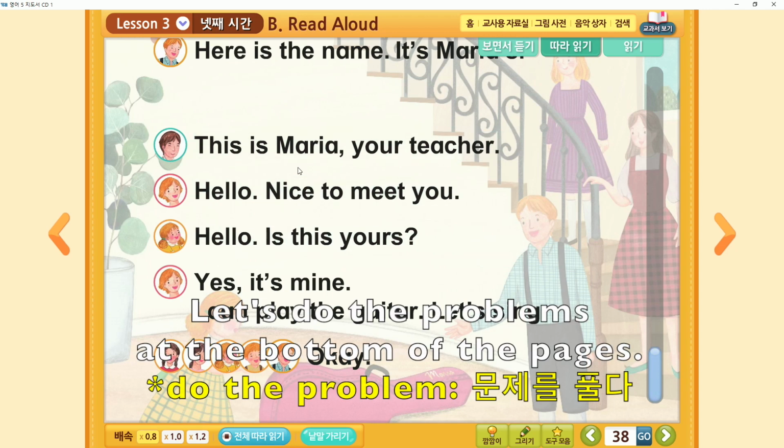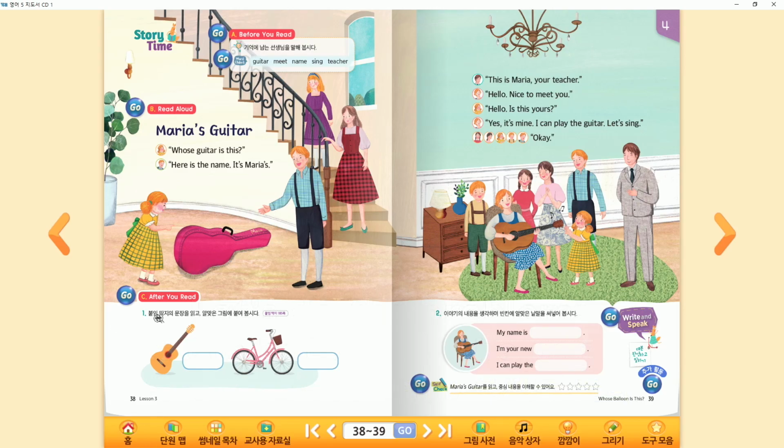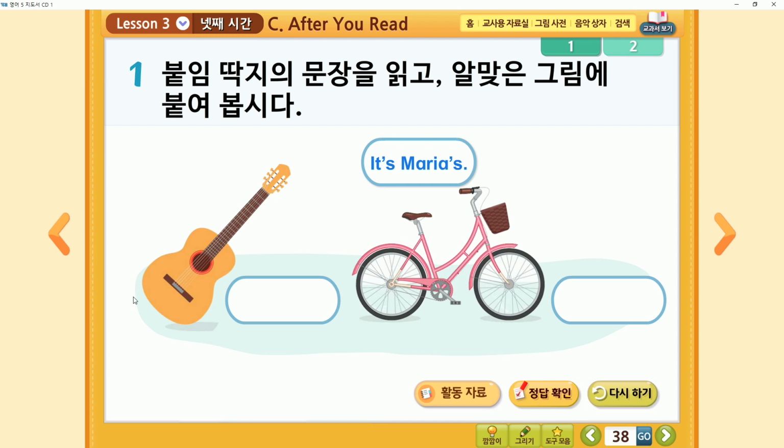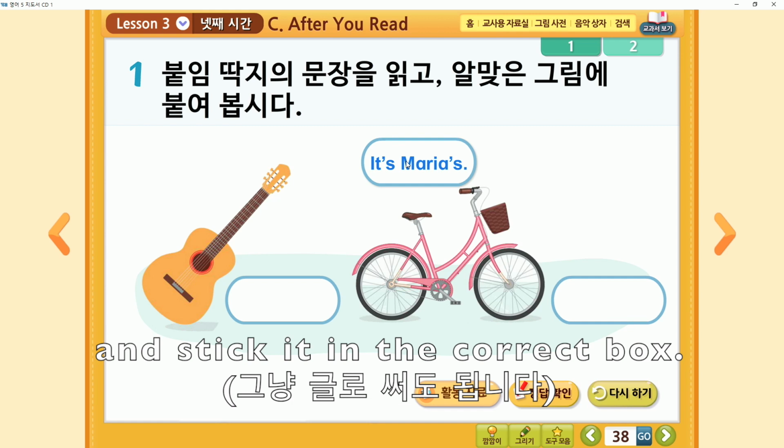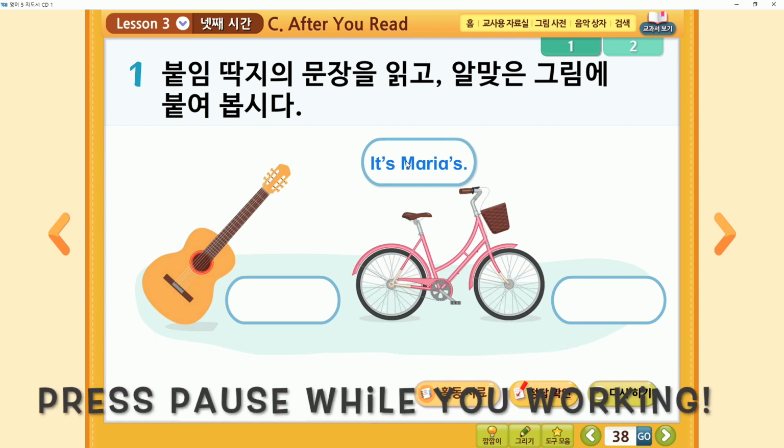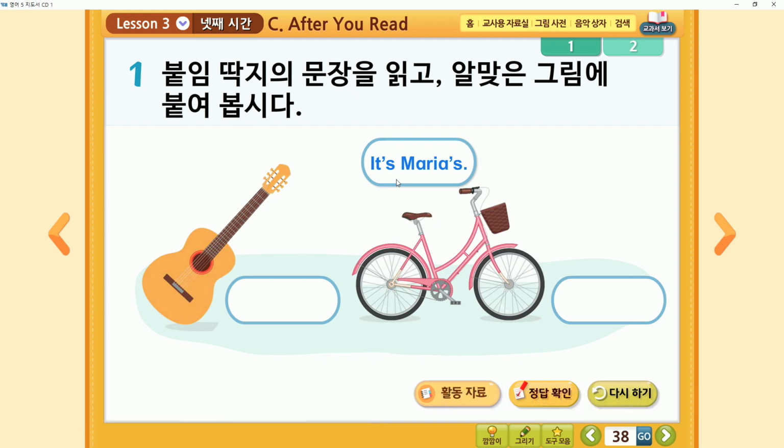Good job. Now let's do some problems at the bottom of the pages. C. After you read. Read the sentence in the sticker and stick it in the correct box. Press pause while you're working. Okay, let's check. What does she have in the story? Whose bicycle is this? Yes, it's nobody's bicycle. Then whose guitar is this? Yes, it's Maria's.